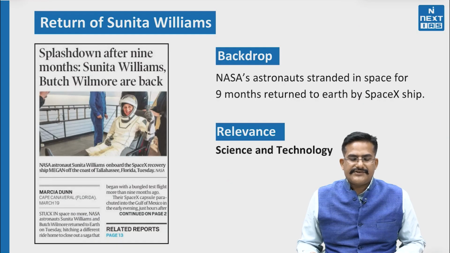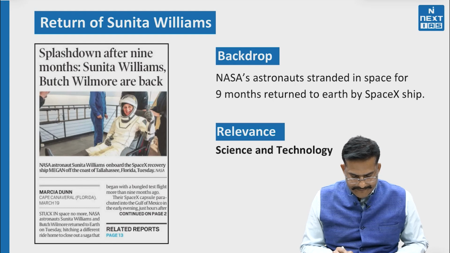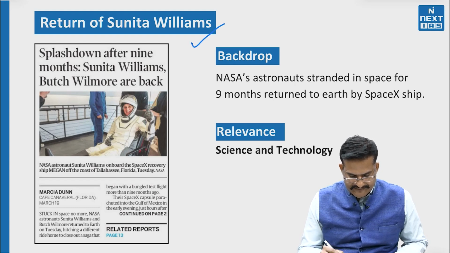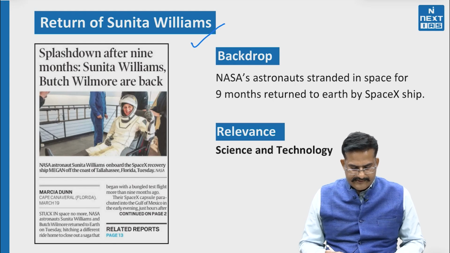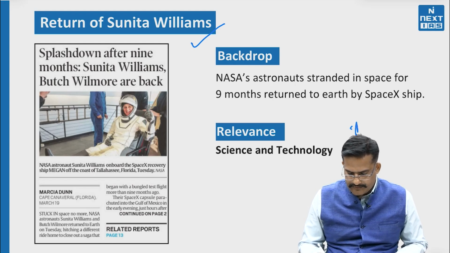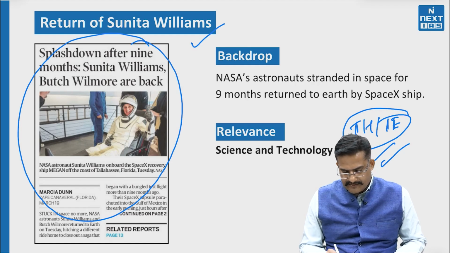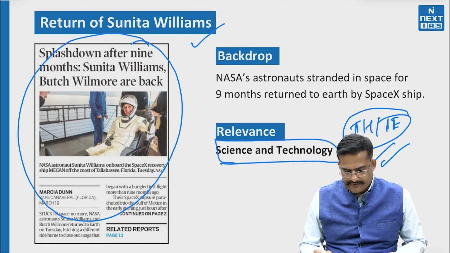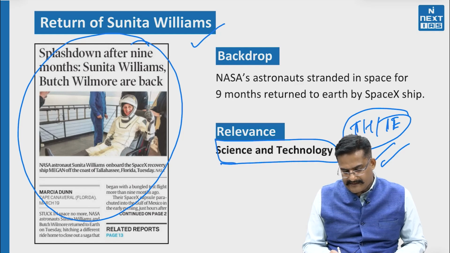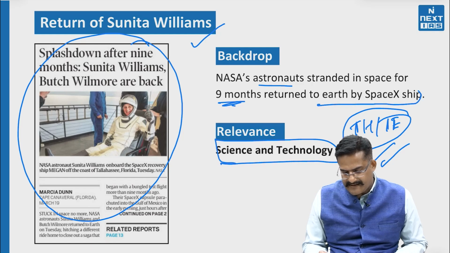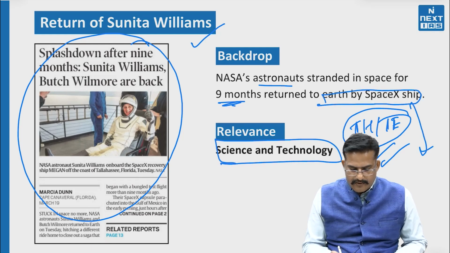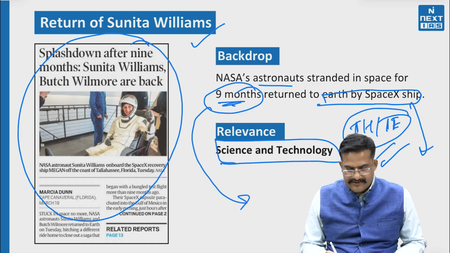Now let us start with the first article, which pertains to the return of Sunita Williams, right? What is the news all about? It came in The Hindu, the Indian Express and other key news channels. It's very important to know because of its relevance for science and technology. So what is the backdrop of the news? NASA's astronauts, stranded in space for 9 months, returned to the Earth by SpaceX Dragon. Okay, 9 months also coincides with the gestation period of humans. So it's a coincidence as well, right?